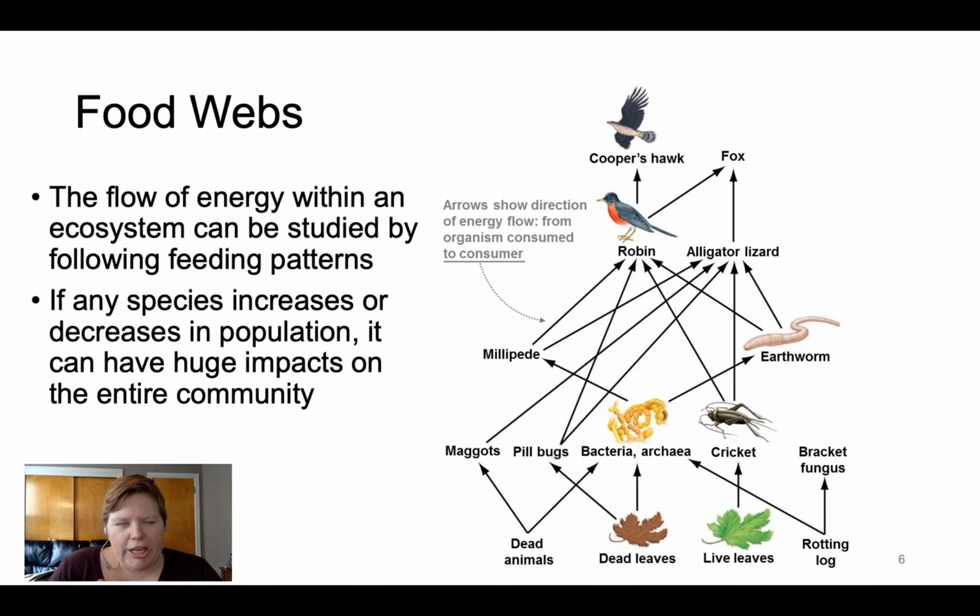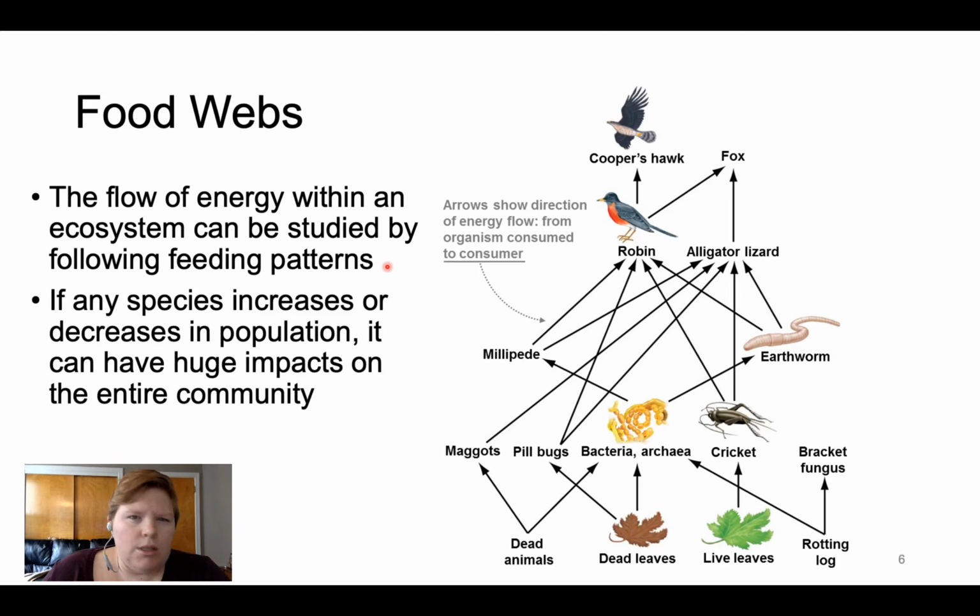So kind of bringing it back down a little bit more specifically, what are food webs? You might have encountered these terms before, but scientists use these relationships to study organisms. So I'll get my laser here. We can measure the flow of energy within an ecosystem. So all of the animals, plants, organisms that are interacting together. We can study the flow of energy by following who's eating who, by following feeding patterns.